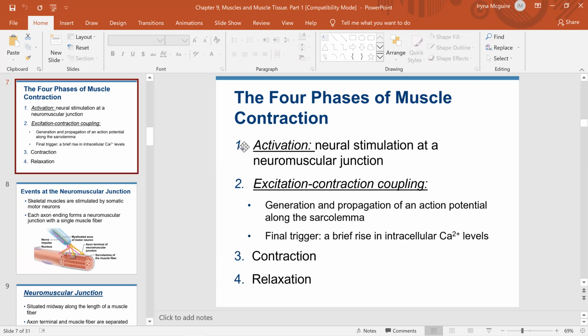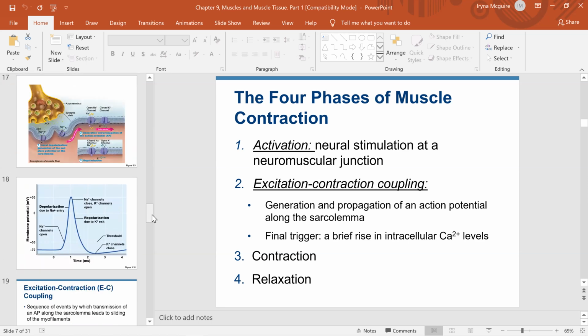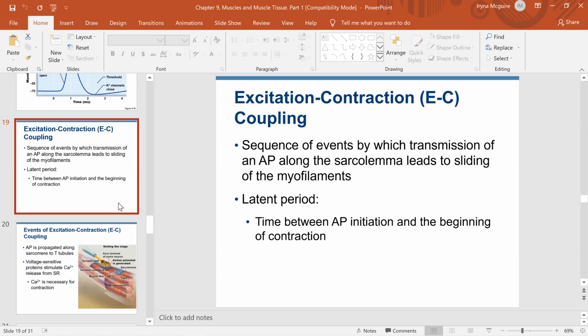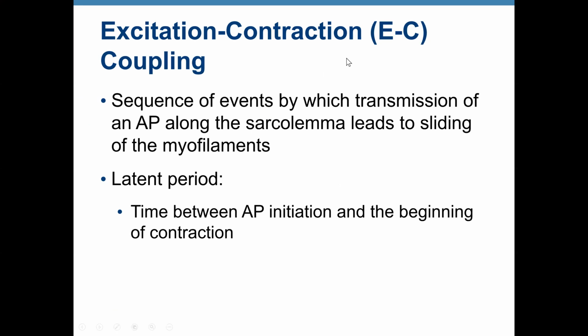So everything we discussed so far was our activation. Now we're moving to excitation-contraction coupling, right? So let's see what happened next. So excitation-contraction, or EC coupling, is a sequence of events by which transmission of action potential along the sarcolemma leads to sliding of the myofilaments. So we don't have sliding yet. When we have sliding, that will be contraction, but we will be ready for this sliding to take place. And latent period is the time between action potential initiation and beginning of contraction.